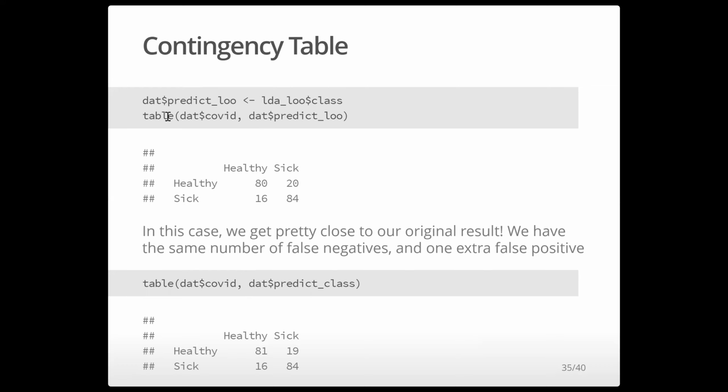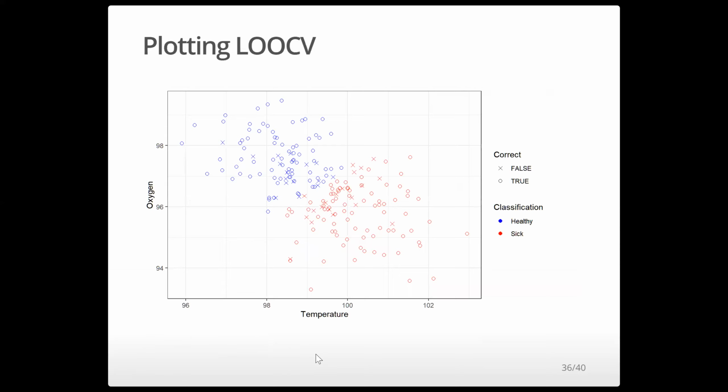We do almost exactly as well as we did in the case where we checked the data based on the full data set. So we made one extra false negative error. So we see one extra healthy person was classified as sick as compared to the original contingency table. So a pretty similar result, and all the other results are going to be pretty similar. Here I'm plotting the cross-validation as I did before.